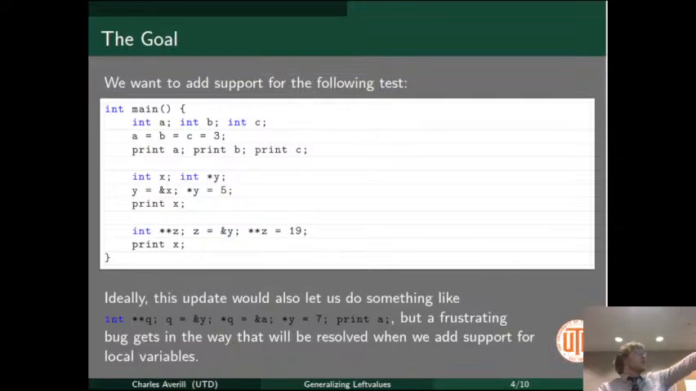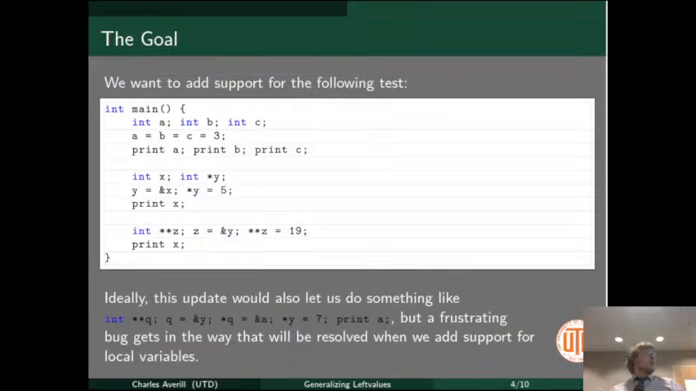So in that second to last line, we don't mention x at all from the previous print x statement, but we have modified the contents of a pointer to x. So x should change, and we should be able to print out 19 in that last line.